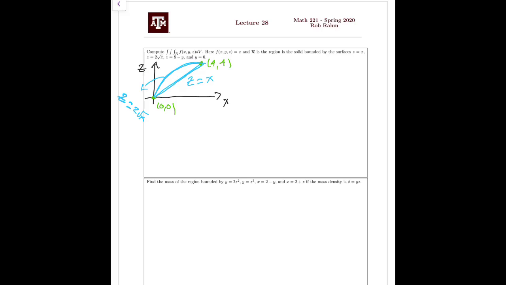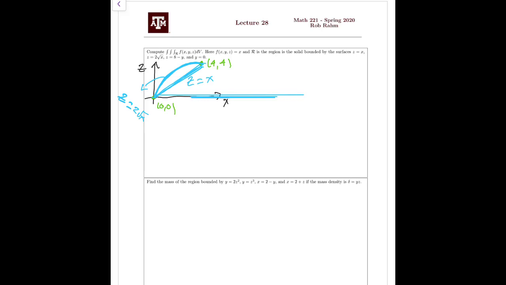Now notice that in this drawing, the positive y-axis is going into the screen and the negative y-axis is coming out of the screen. So if we forget about the y stuff, the z equals 8 minus y surface and the y equals 0 surface, then what we have here is some sort of cylinder, but not a circular cylinder. The cross sections, instead of circles, are these curves right here. So it's going to look like an infinitely long airplane wing.